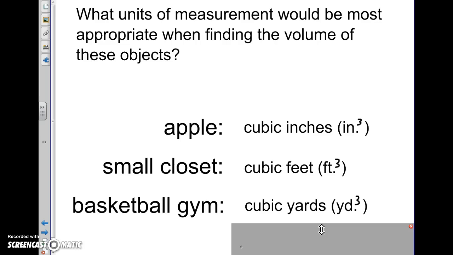Okay, so we're going to look at that tomorrow. Like I said, we're going to build some different cubic units and think about different objects and what would be the most appropriate ways to measure those.